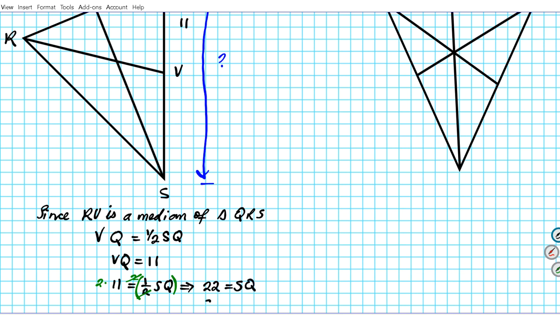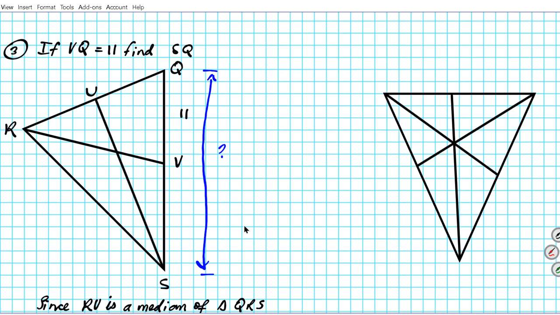Or you can just say SQ is 22 units long. Ladies and gentlemen, that is the answer to question number 3. Hopefully it makes sense, right? So if this side is 11 and this side is congruent to this side, this would be 11 also, and then you can just combine these two together, and then you figure out that this is 22 units long. All right, let's take a look at problem number 4.